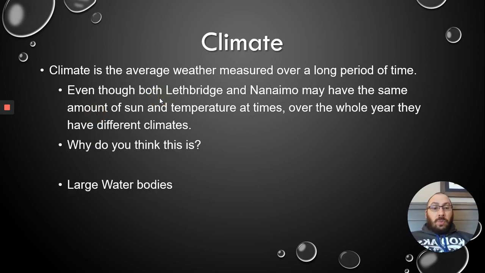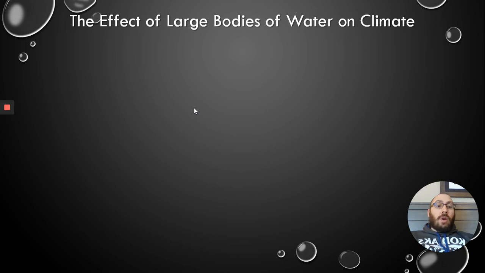I already talked about it. It's large water bodies. What's the large water body that Nanaimo is around? Well, it's close to the Pacific Ocean, right? So there's a lot of water around Nanaimo. It's on Vancouver Island, which is actually separate from all of the land, and it's in the actual ocean.